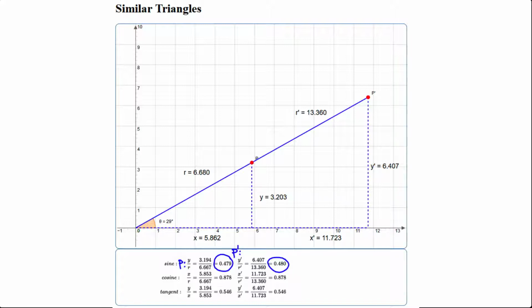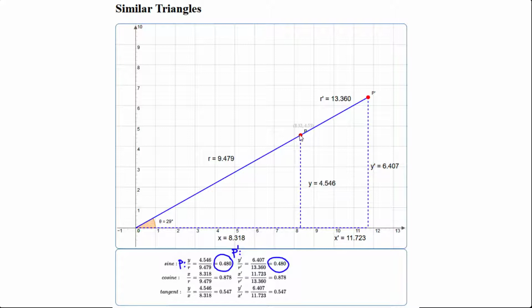They're not exactly the same, but whenever you divide, there's a little bit of error involved in your calculation, and that's just what you're seeing here. If I move point P, there we go. It changes the length of y and r and x for the smaller triangle. But notice how the value of sine didn't change. The value of sine is going to be the same no matter what the angle measure is.